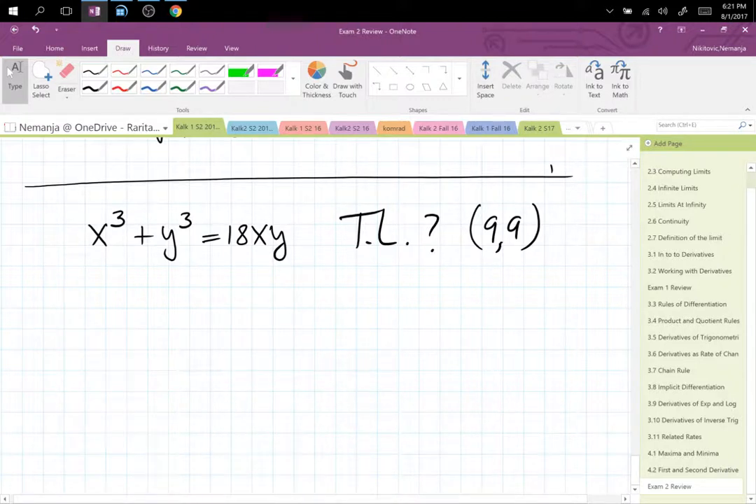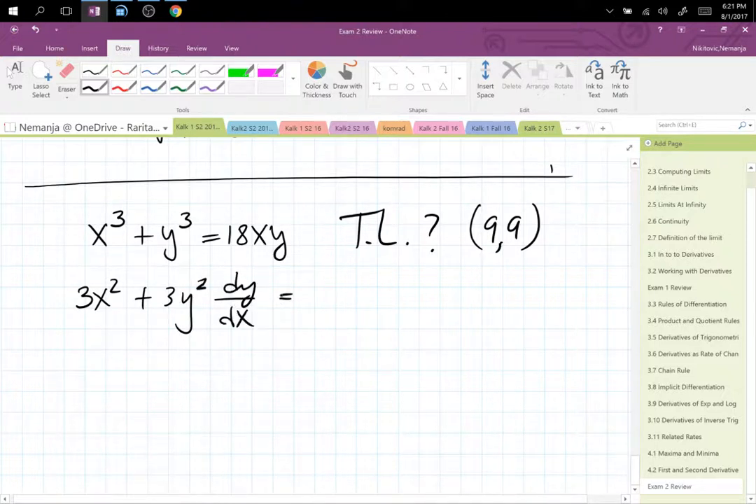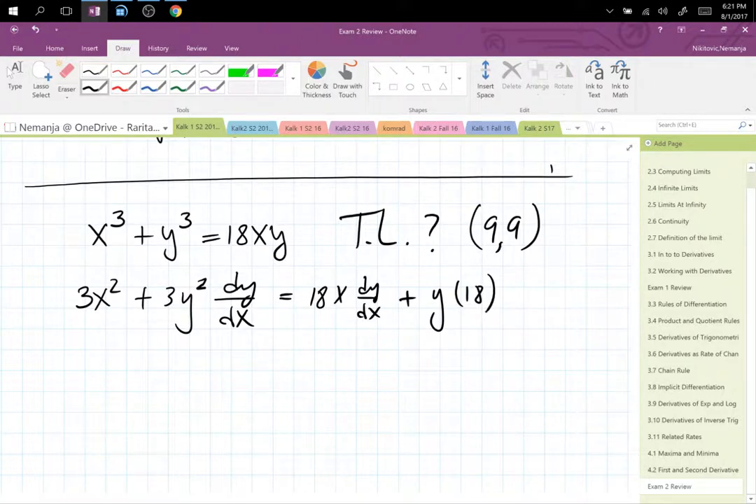No, the product rule, right? So d over dx of both sides. So 3x squared plus 3y squared dy/dx is, on the other side we have the product rule. Copy the first, derivative of the second, plus copy the second times derivative of the first. So now you could go and solve for dy/dx, but that would just be a waste of time and energy.